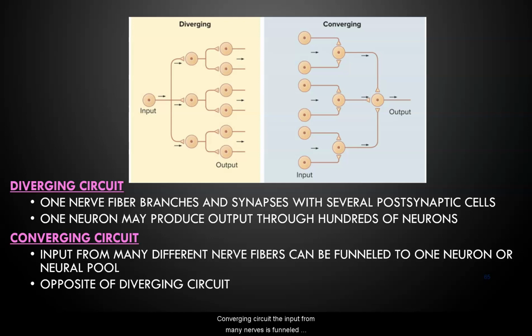In a converging circuit, the input from many nerves is funneled into fewer and fewer. An example of this is your brainstem has a respiratory center. The respiratory center receives signals from thousands of other converging signals, and it can process them and make decisions about respiratory rate and the respiratory pattern.